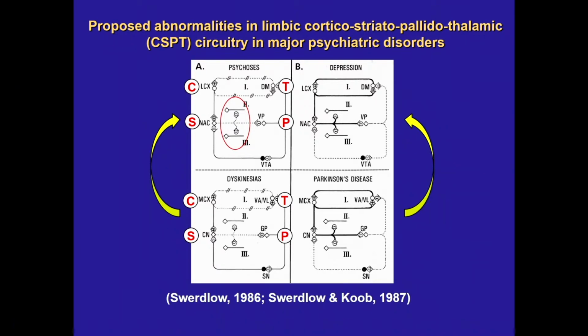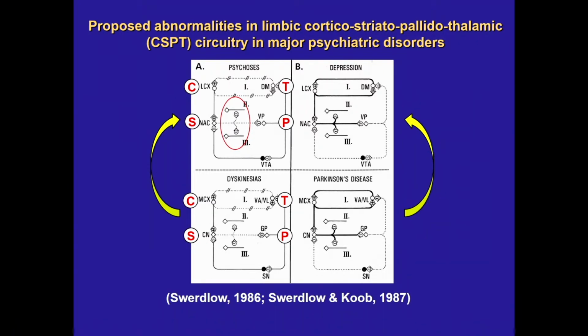We could then model the dynamic changes that would occur within every level of the circuitry if we just shifted, for example, the amount of dopamine within the nucleus accumbens and use this to account for a variety of different psychiatric states.